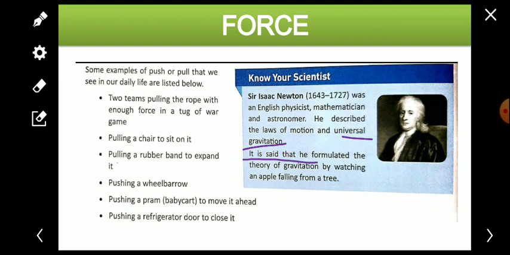It is said that he formulated the theory of gravitation by watching an apple falling from a tree. All of us know this thing, from where the idea about gravitation came into his mind. We know that an apple fell from the tree while he was sitting, I think, under the tree. Then he understood why an apple or any object always falls downwards, why does it not go upward? From here he started thinking and gave the theory of gravitation. About gravitation we will learn in detail in the chapter of gravitation. So here brief knowledge has been given about Isaac Newton. So this thing you should learn.